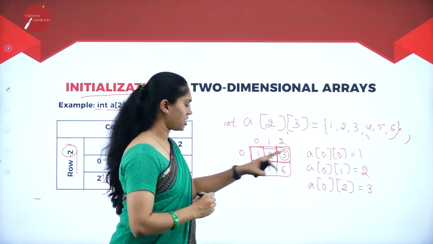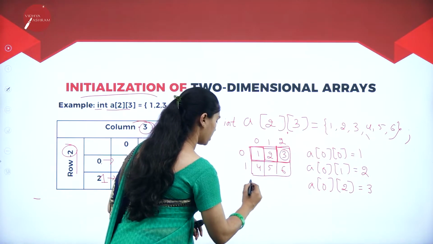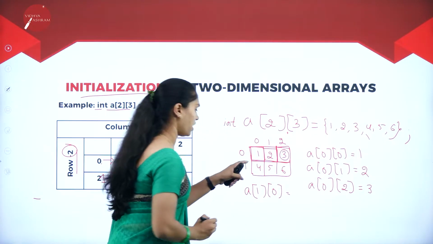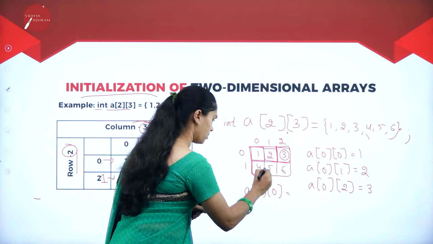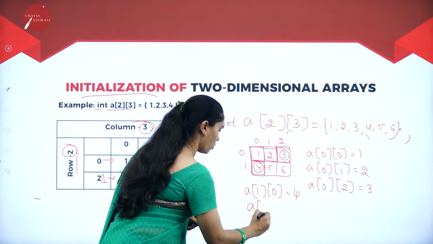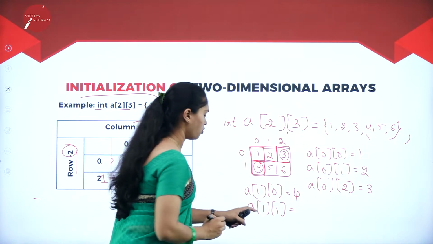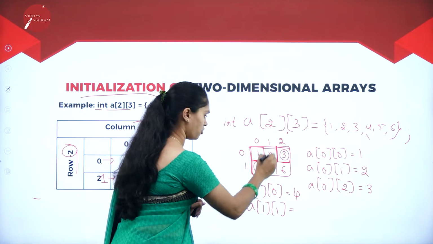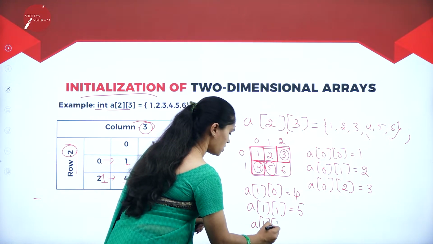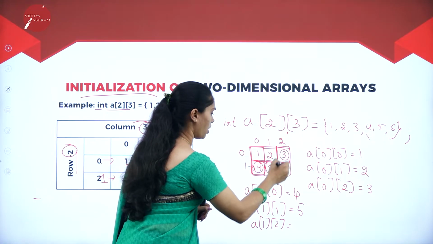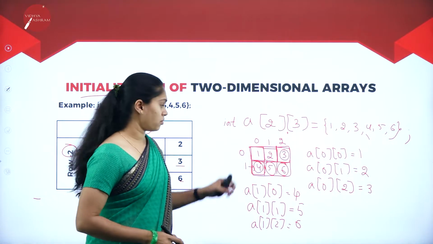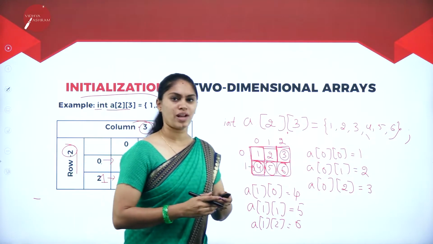We have to do the same thing for the first row. A[1][0]: what do we have in the first row and 0th column? It holds the value 4. A[1][1]: first row, first column, has the value 5. And A[1][2]: in the first row and second column, the value is 6. This represents the memory location of an element in the two-dimensional array.